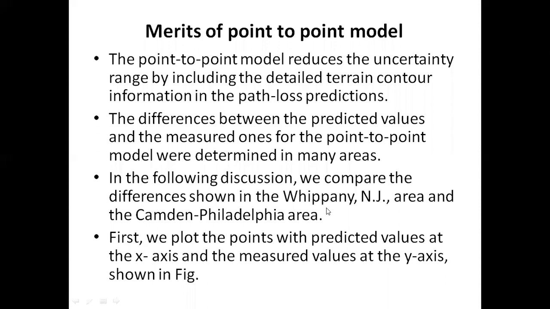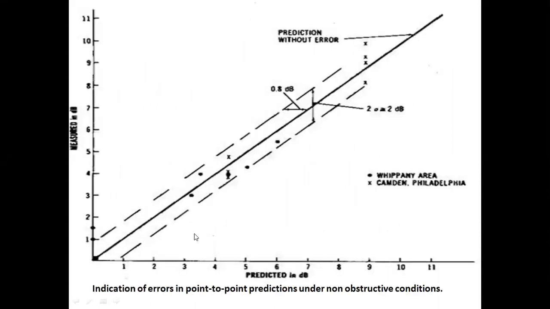One is the Whippany, NJ area, and the second is the Camden, Philadelphia area. We are comparing these two areas, and we plot the points with predicted values on the x-axis and measured values on the y-axis. So this figure represents the indication of errors in point-to-point predictions under non-obstructive conditions. Here we are comparing two areas.